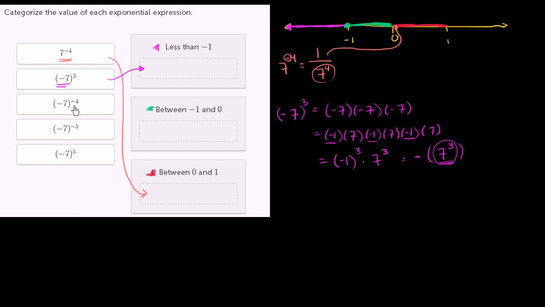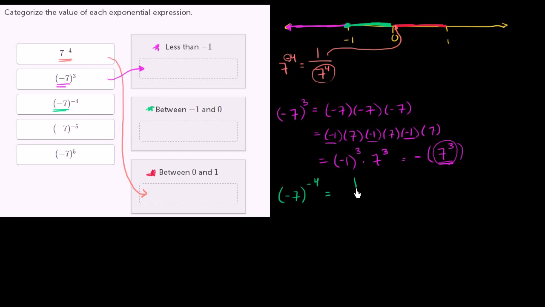Now we have -7 to the -4th. So let me write it over here. So -7 to the -4th. And this could be a little daunting because you have a negative base raised to a negative exponent. But whenever I see a negative exponent, the first thing my brain wants to do is take a reciprocal.